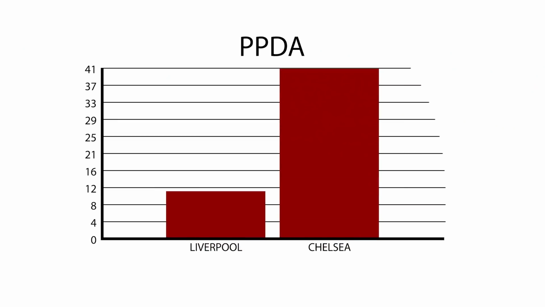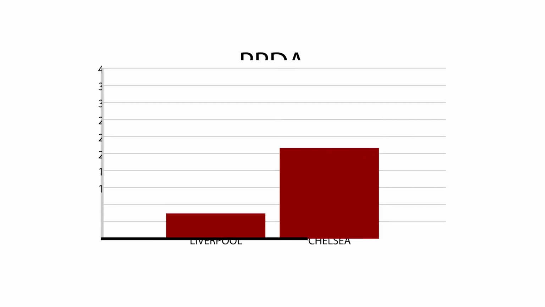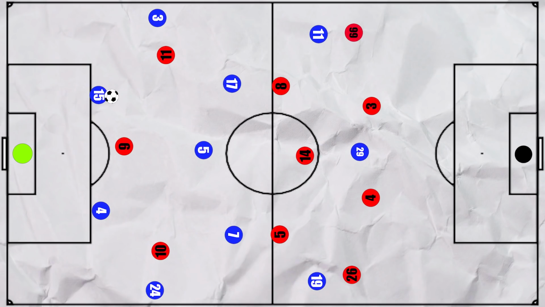For the most part, their presses were successful, even before the sending off, with a much lower passes per defensive action, but of course, the red card did distort these figures. But on the occasions where they were able to bypass the first line of pressure, Liverpool were still aggressive in the press with their midfielders.